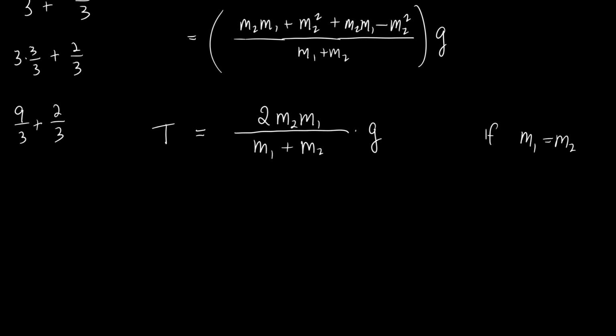Won't the top there be 2m squared and the bottom will be just 2m? The 2's cancel. One of the m's cancels. And I get just mg. The tension in the cable is how much each box weighs. That's because they don't go anywhere.